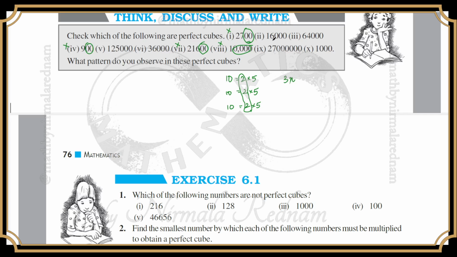So I have 16,000, right? So 16, once I have these 10 cubes sorted out, I know that the cube root of 10 cube will give me 10. Is 16 a perfect cube? It is not. Because 16 is not a perfect cube, this number can't be a perfect cube.